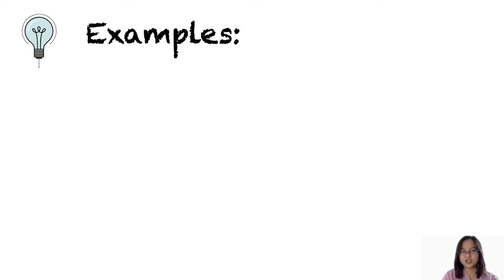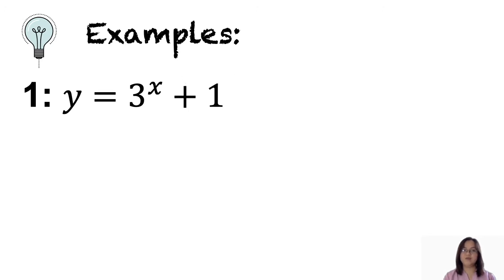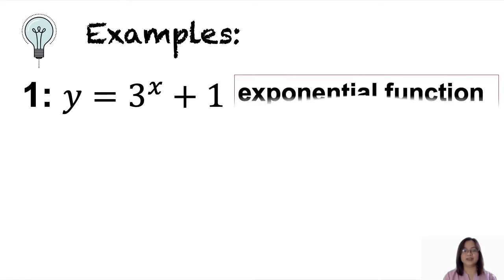Let's determine or distinguish if this is an exponential equation, inequality, or function. We have y equals 3 to the x plus 1. We have y and x, so we have two variables, the dependent variable and the independent variable. In this case, the x is at the exponent. So this could be considered as an exponential function.